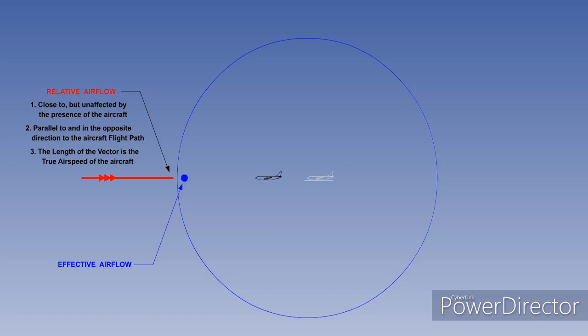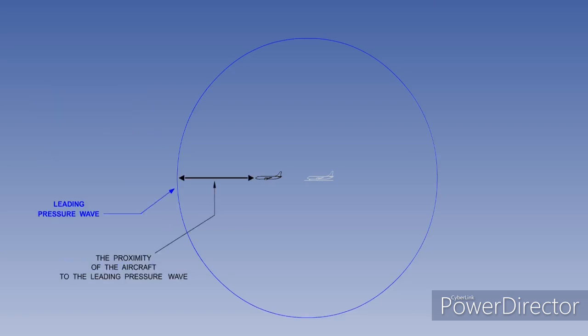As soon as the pressure wave passes over an air particle, it is no longer relative airflow. It becomes effective airflow. More about this in a minute. Throughout our study of high-speed flight, there are two major characteristics in which we are interested. The one we will illustrate now is the proximity of the aircraft to the leading pressure wave. The second characteristic is the formation of shock waves, which we will look at later.